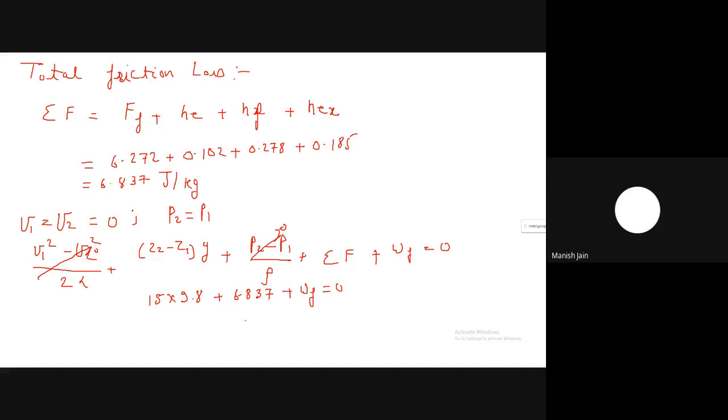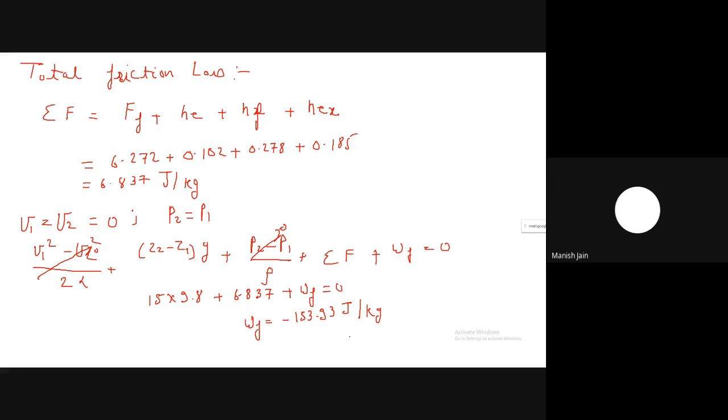So once you solve this equation, WF equals minus 153.93 joules per kg. Okay, so this is the amount of specific energy required in the pump. But you have to calculate the power requirement, and for power you have to convert the joules per kg to joules per second, or watt. So how do you convert joules per kg to joules per second?